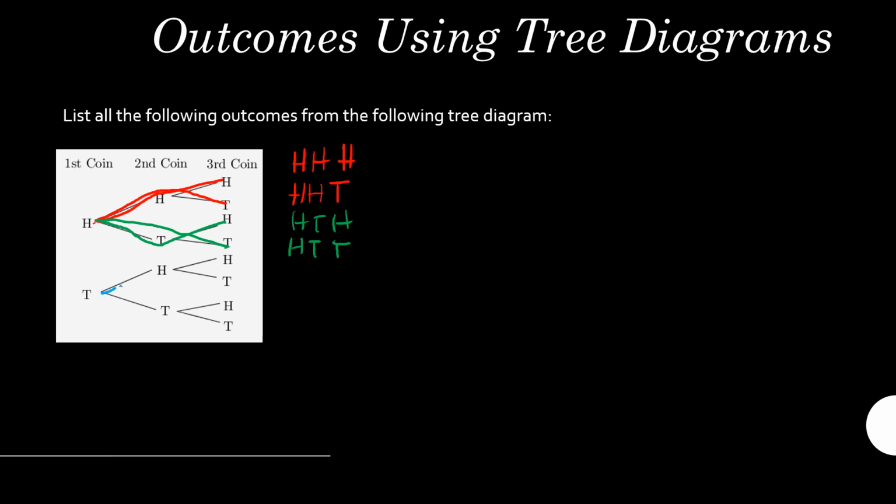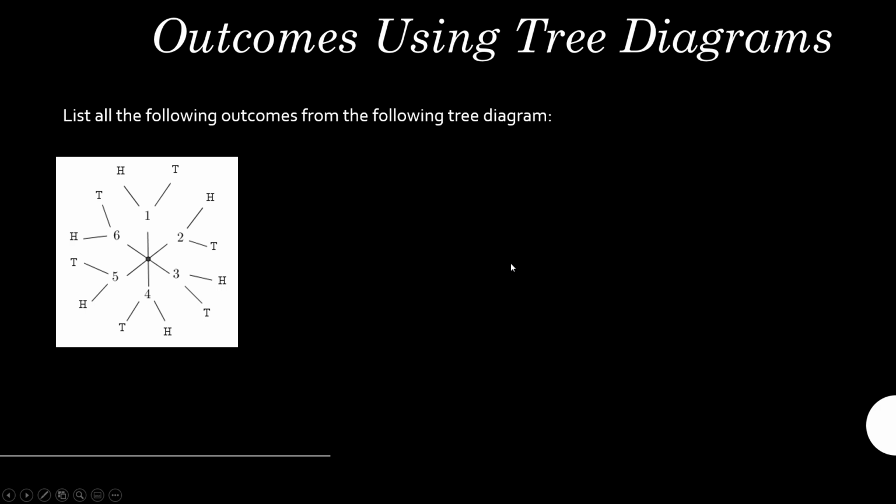I could land on tails first, heads second, and heads again. So tails, heads, heads. I could land on tails, heads, tails. And then for the very bottom one, I could go tails, tails, heads. Or I could go tails, tails, tails. Okay, so when you're writing all of your different outcomes from a tree diagram, remember you are just following along all of the branches, okay, until there's no more branches that you have left to cover. Like here we covered all of our branches, I can't go over any other ones.